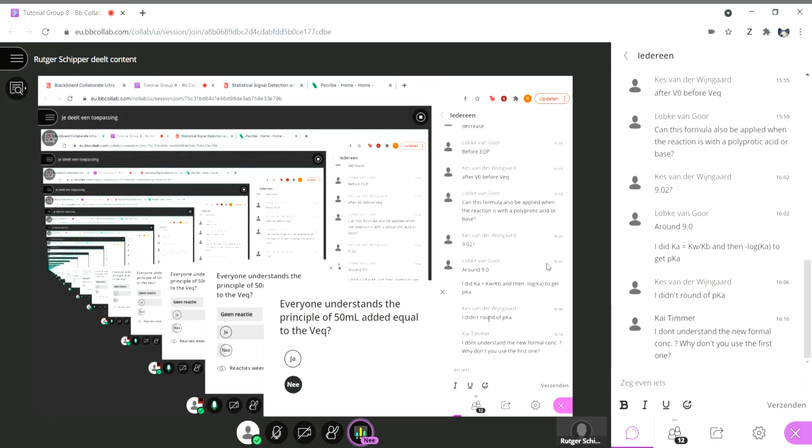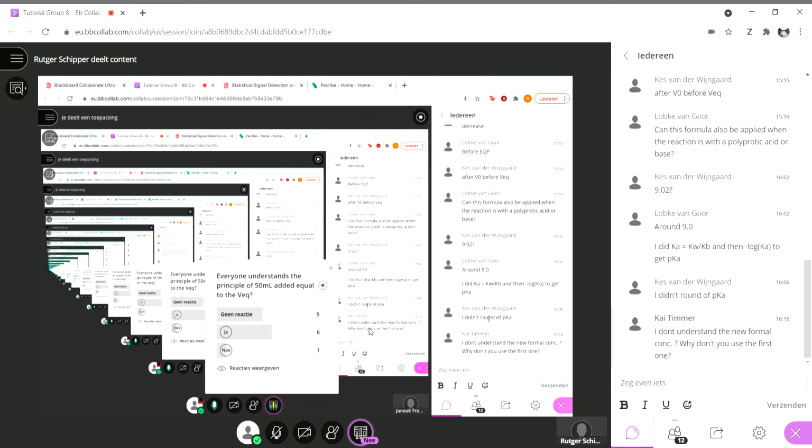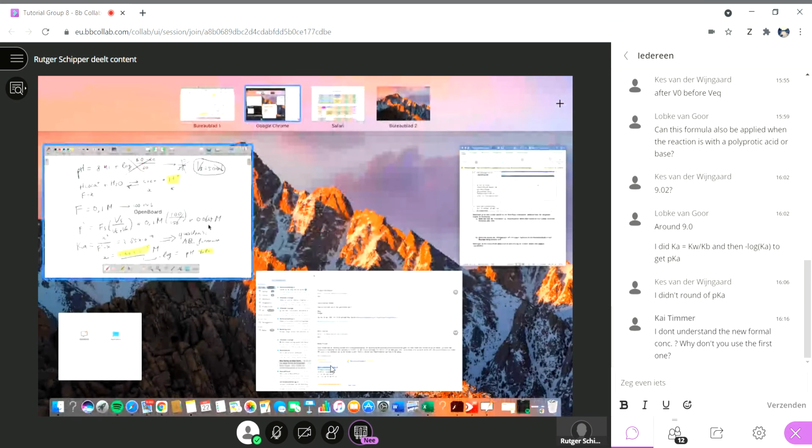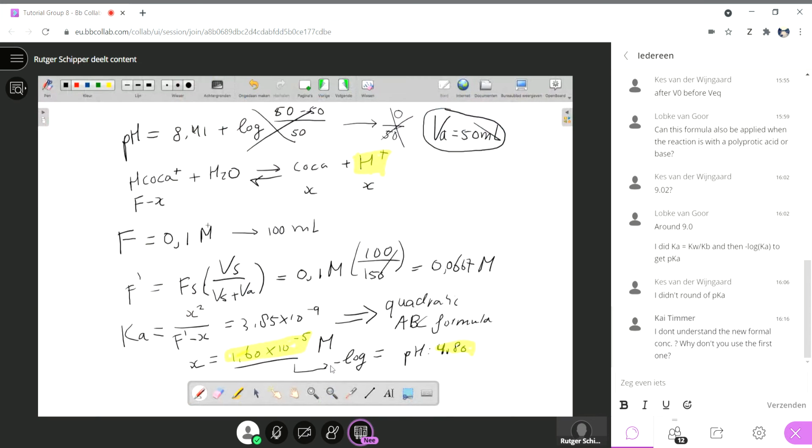So Kai, the new formal concentration. The first formal concentration we used to calculate the pH before the titration has even started, and now we have added 50 milliliters of water. We can say it's water, right? Because everything has been neutralized in our system. So our system no longer has 100 milliliters. It has 100 plus 50 milliliters.